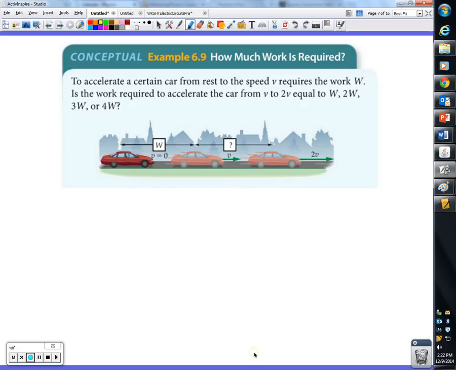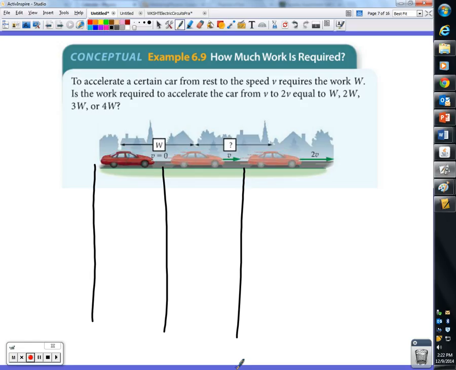So here's what I'm going to do to help you guys answer this question. I'm going to make us a chart. A chart for each portion of this car's trip. One column for its starting position. Second column for the middle information that it gave us, and then a third column for the ending position of this trip.